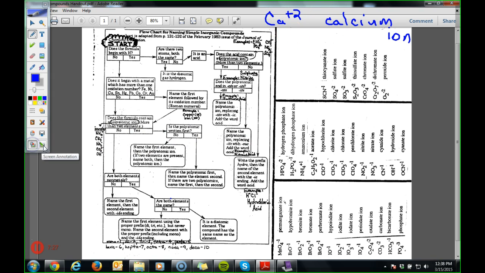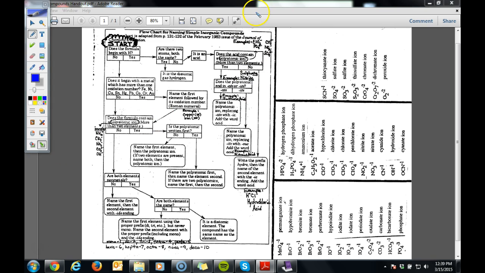So then, let's look at this one. We are going to try to name Li and then big I. So there's an element, there's an element. We always start here. Does this formula start with a hydrogen, H? No. So we go down to this one. Does it begin with a metal that has more than one oxidation number? Is Li on this list of things? The answer is no, it's not. So then we go down here.